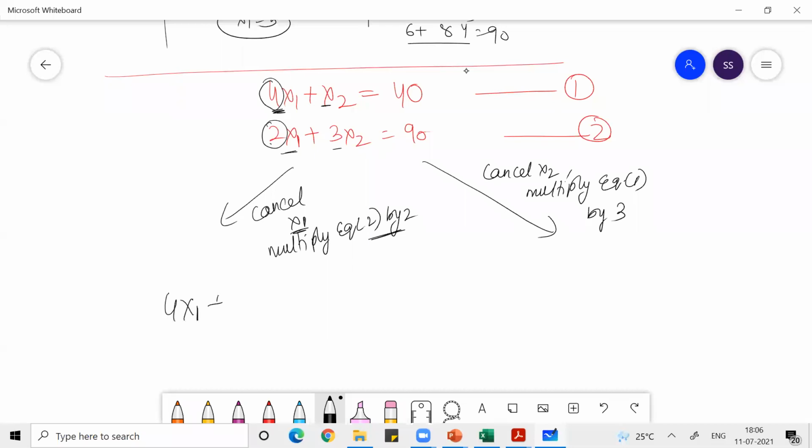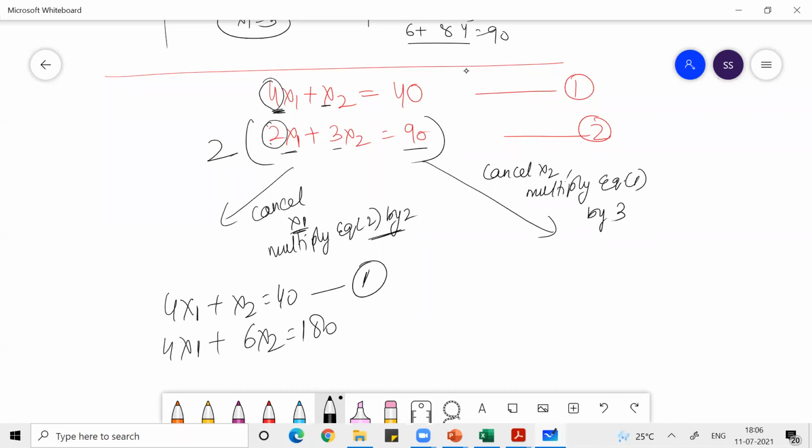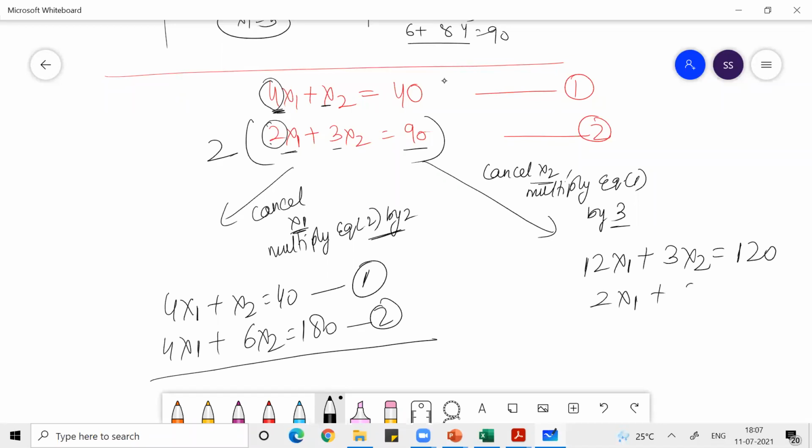So I'll write 4x1 plus x2 is equal to 40. That is your first equation. Second equation, if I multiply it by 2, you will get 4x1 plus 6x2 is equal to 180. This is your second equation. Now if you want to cancel x2 and you multiply equation 1 by 3, you will get 12x1 plus 3x2 is equal to 120. Second equation, no change.